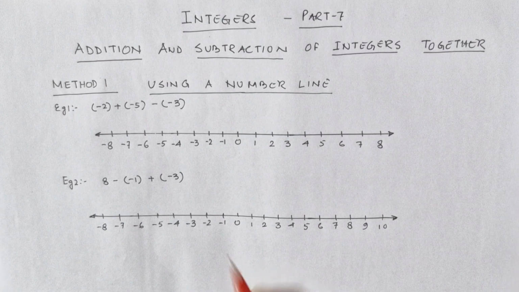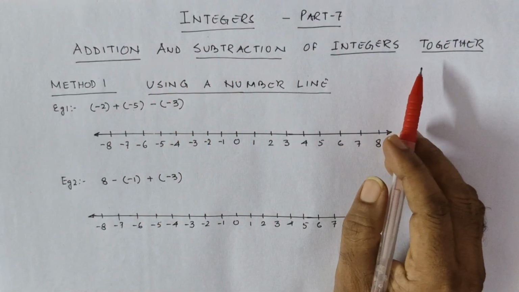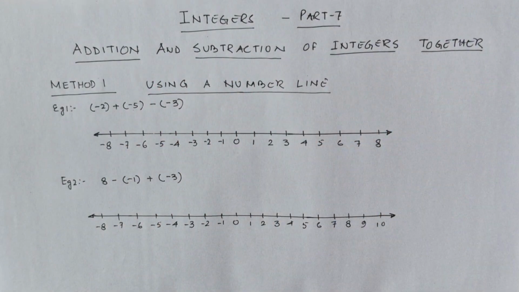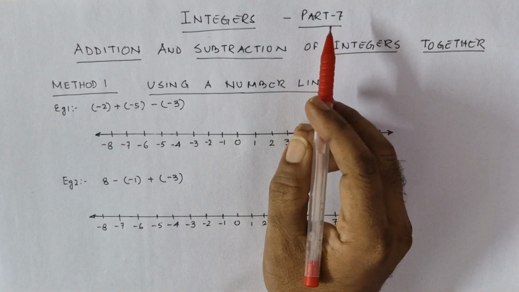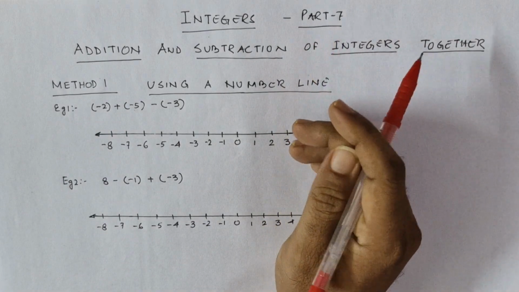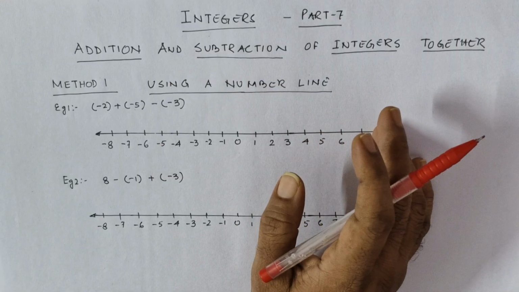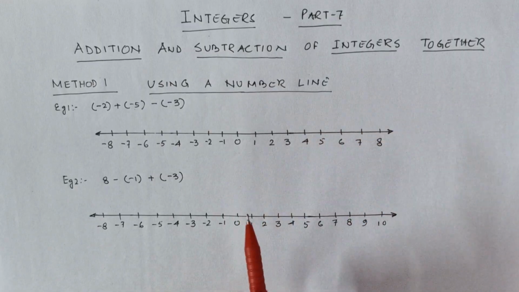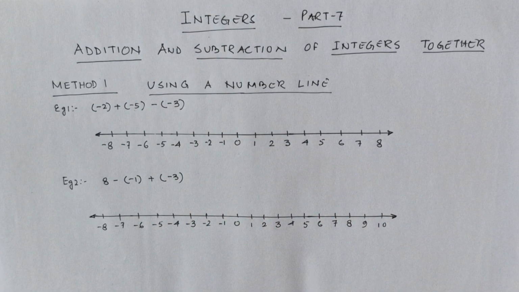Now today our topic is addition and subtraction of integers together or simultaneously. So this is part 7 of the integer series. Got it? So today we'll learn how to do a mixed addition and subtraction of integers in one go, using a number line and without using a number line.